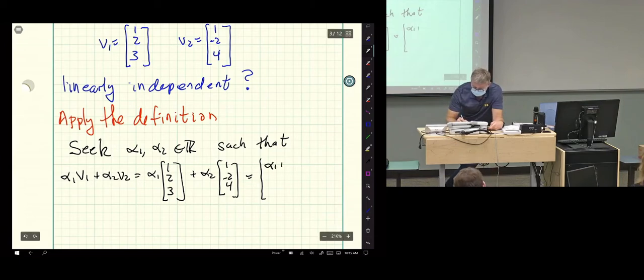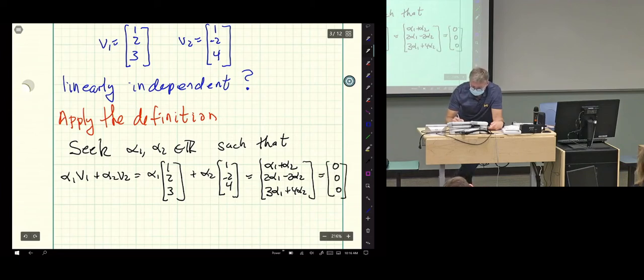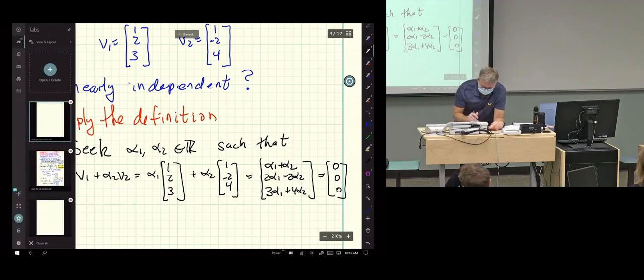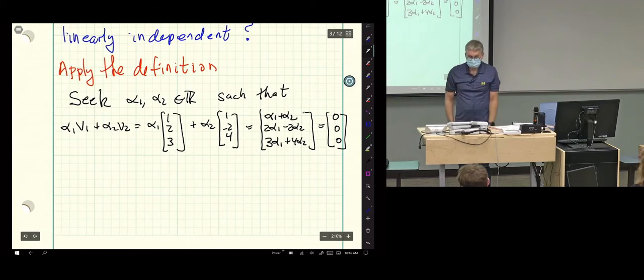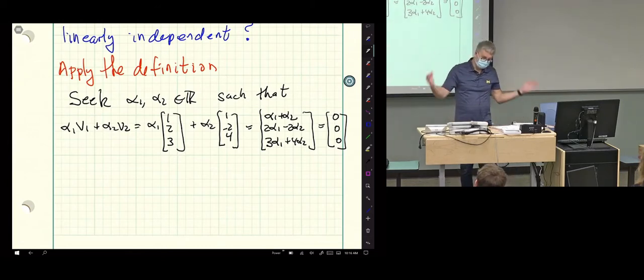So this gives us alpha 1 plus alpha 2, the first row. Second row is going to be 2 alpha 1 minus 2 alpha 2, and then 3 alpha 1 plus 4 alpha 2, and we need to get the 0 vector in R3. So that's what we have to do when we apply the definition.